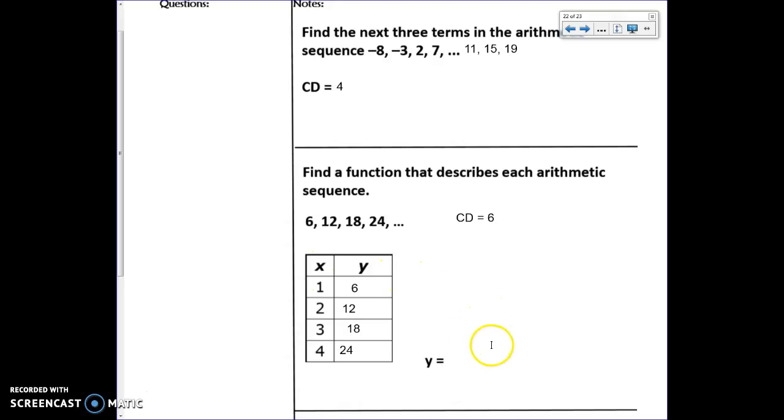an answer. So what's happening here is it looks like all we're doing is just taking the x value and multiplying it by 6. So all we're going to do is say our sequence or our function is going to be 6x.